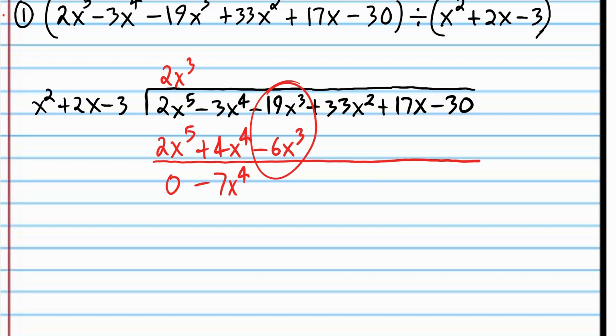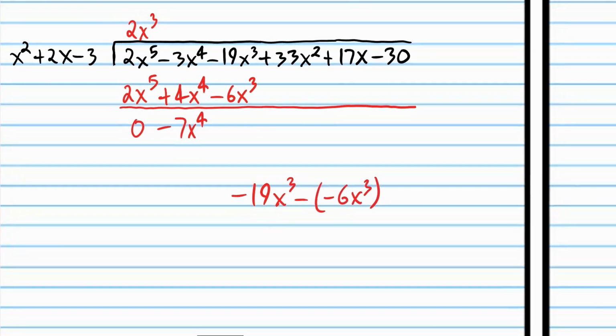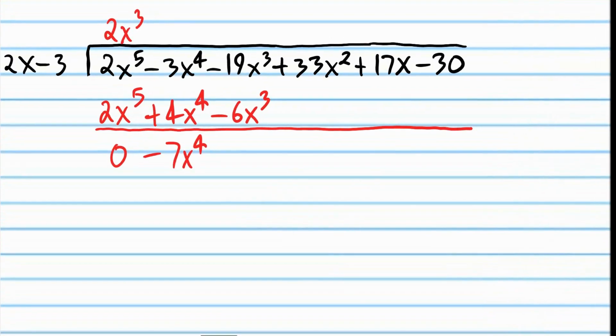Now here is where the problem occurs. If you're going to have trouble with this, it's going to be right here. This is where students typically make mistakes. This is going to be a double negative when we subtract. We're subtracting negative 6x cubed. So we have negative 19x cubed minus negative 6x cubed. That's a double negative. So what that means is those two inner negative symbols become one positive symbol. And so we get negative 13x cubed. If you're going to make a mistake, it's probably going to be there.